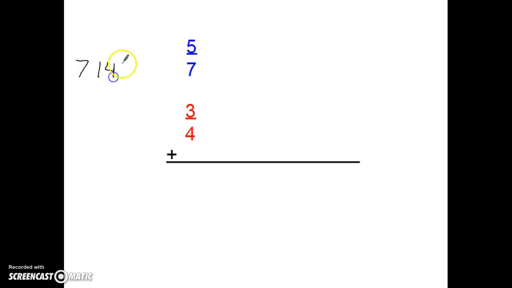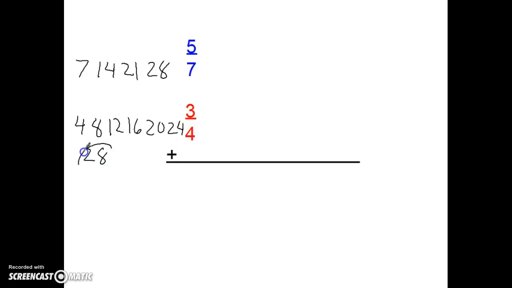7, 14, 21, 4, 8, 12, 16, 20. Still don't have any of the match, so I'm going a little higher. 24, 28, 28. So I need to get them both to be 28ths this time.